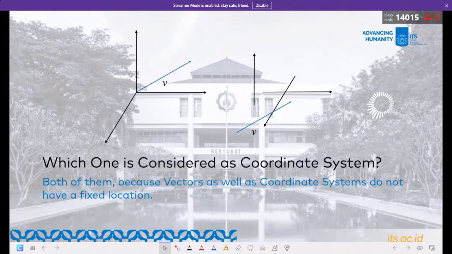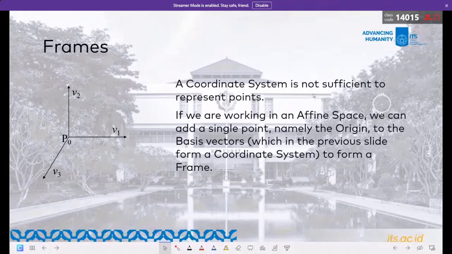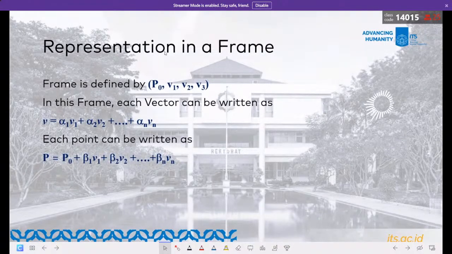This in particular is a frame of reference. Again, a coordinate system does not have a fixed location. If you want to have a fixed location for your system, it's called a frame of reference. So we need to have frames. Basically, a frame is a coordinate system, so a collection of bases with an origin. So that's the frame. The representation in a frame can be defined.